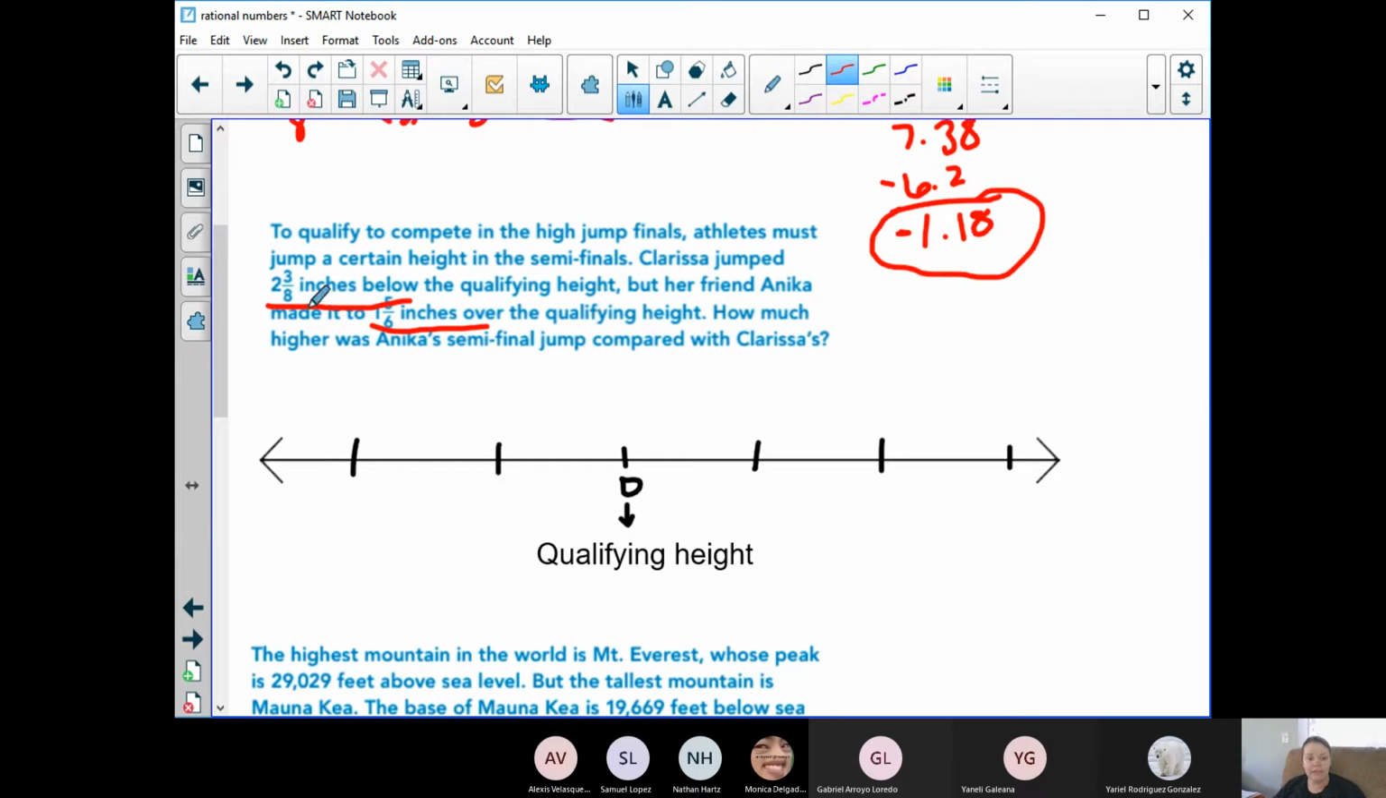So the first thing we want to figure out is what sign, positive or negative, goes with each of these numbers. So let's say the qualifying height is 0. 2 3/8 inches below the qualifying height, would that be positive or negative if it's below the qualifying height? Right. So this is going to be negative 2 3/8 inches. 1 5/6 inches over, is that going to be a positive or a negative?